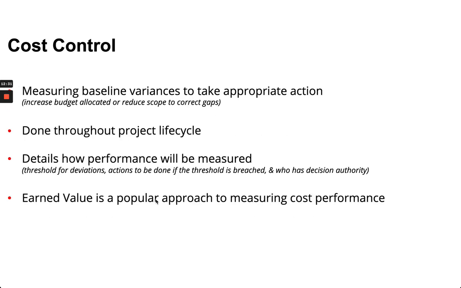Simple example. When you look at controlling costs, it means measuring variances within certain ranges, certain limits, and this too is done throughout the project life cycle. How will it be performed? How will it be measured? And that earned value I touched upon a little while ago is, for the most part, a popular approach to measuring cost performance.